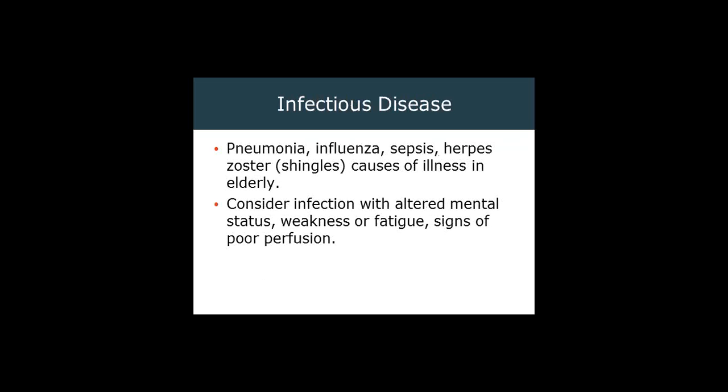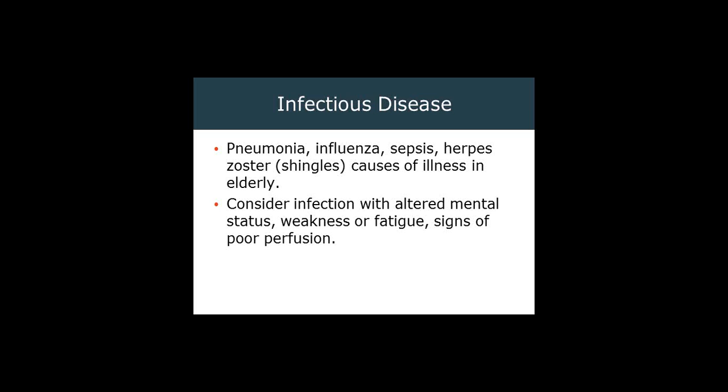Infectious diseases. We've mentioned pneumonia several times. Influenza. Most elderly patients are recommended to get a flu shot on a yearly basis. Sepsis, herpes zoster, or shingles. If you're not recalling shingles, shingles is the chickenpox virus, or herpes really, that has affected a nerve, and it looks like a band. It follows the dermatome maps of the body, and it is extremely painful, causes some welts and some weeping sores.